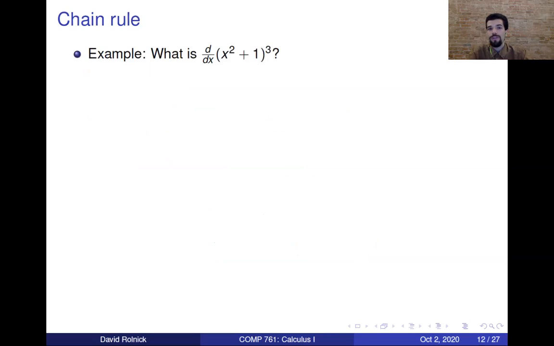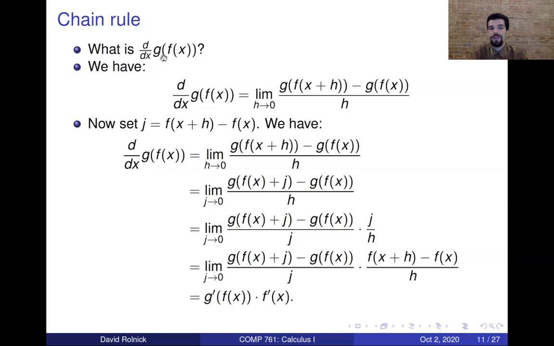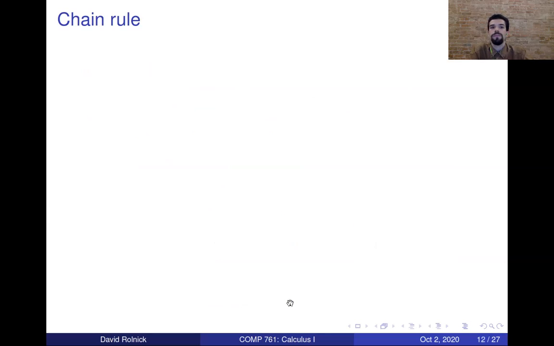So let's use the chain rule. Remember, the chain rule was if you take the derivative of g of f of x, you get the derivative of g evaluated at f of x times the derivative of f of x. Okay, so what's the derivative of this thing?